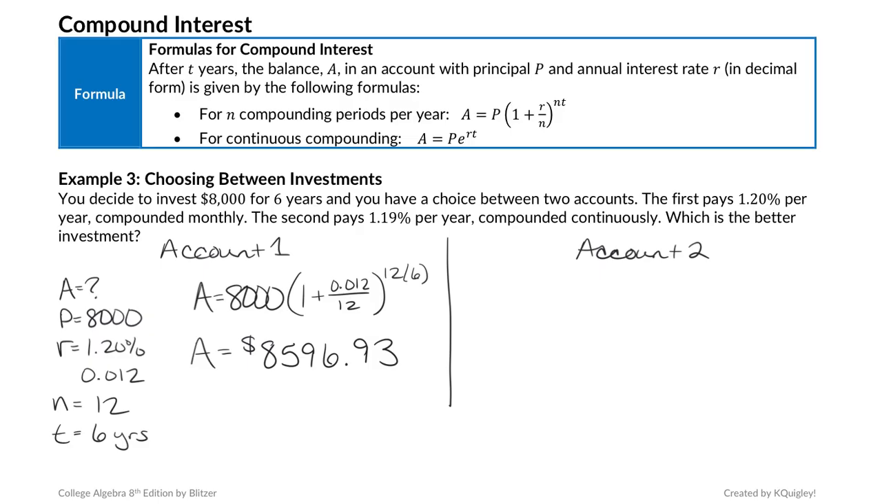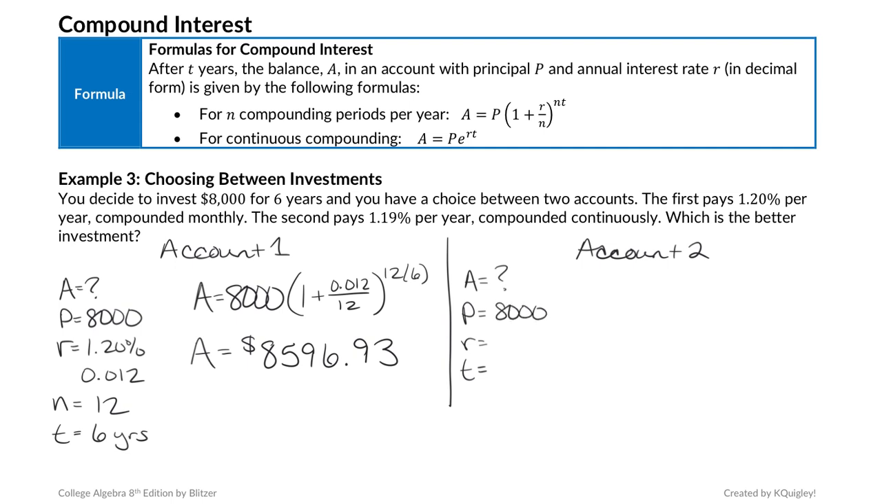Nice. Let's check the second account, because this is a different setup. We want to see which one is the better deal for us. If I'm just going to list out all the things I need, an A, a P, an R, and a T. Remember, e is a number, so we don't have to plug something in for e. It is a number. We're still finding the amount in the account. The principal is still $8,000.